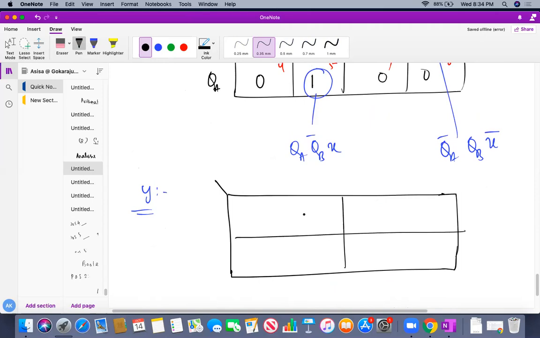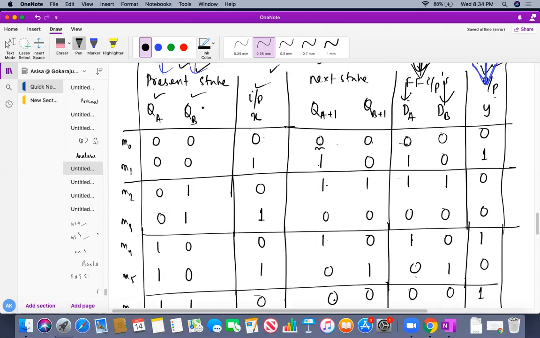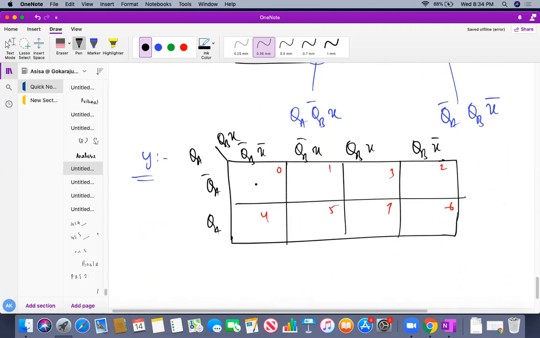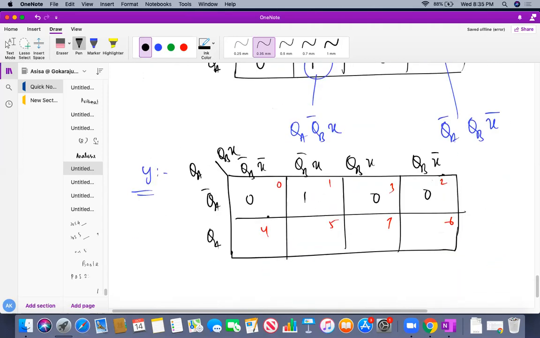This also requires 8 cells to design it, and the inputs are QA, QB and X. So this is QB bar X bar, QB bar X, QB X, QB X bar, and this is QA bar, QA. So we know the minterm positions 0, 1, 2, 3, 4, 5, 6, 7. Now what you have to do is put those values over there for Y. So 0, 1, 0, 0. Minterm 0 is 0, then 1, 0, 0. And next 1, 0, 1, 0. Any doubt on this? No.